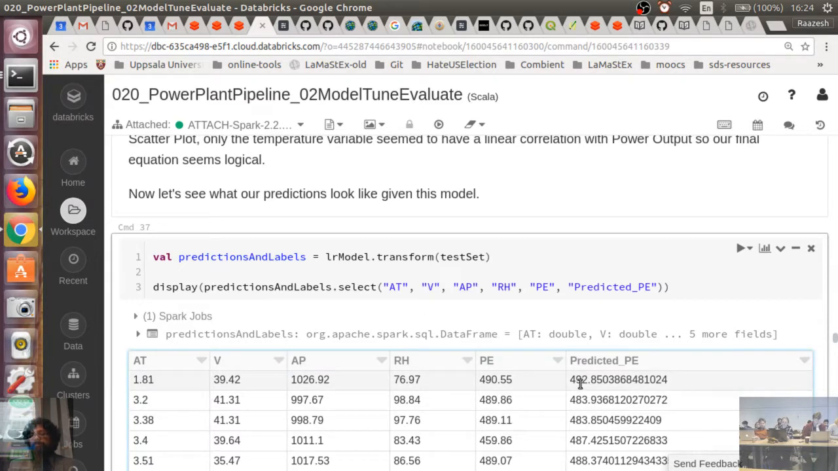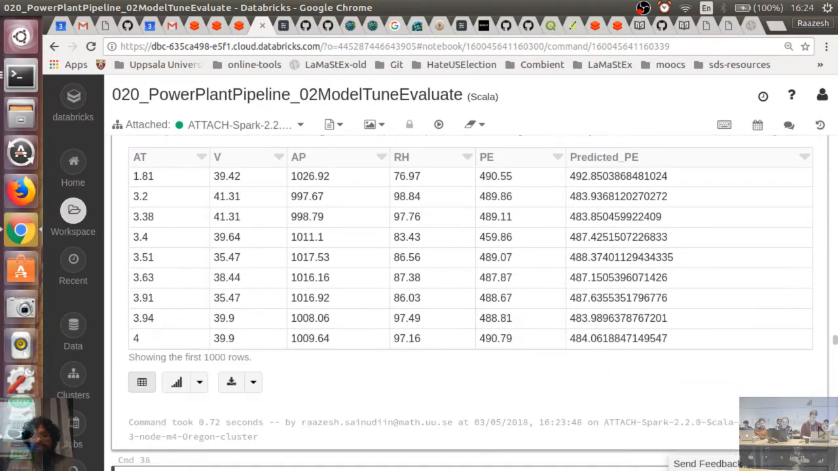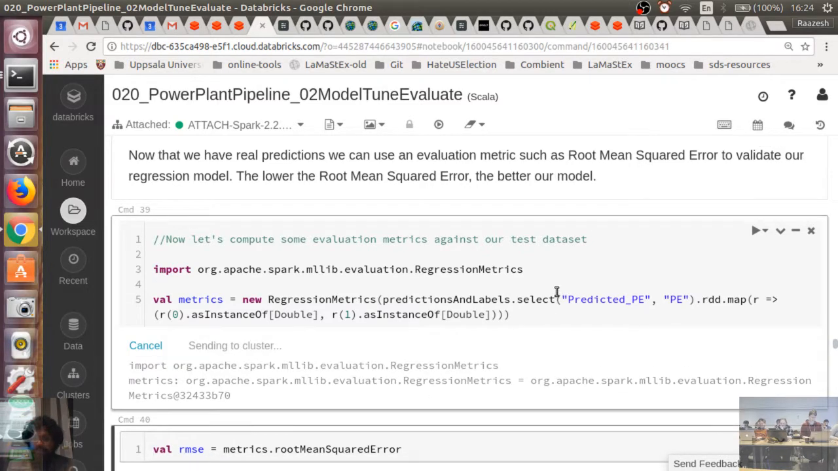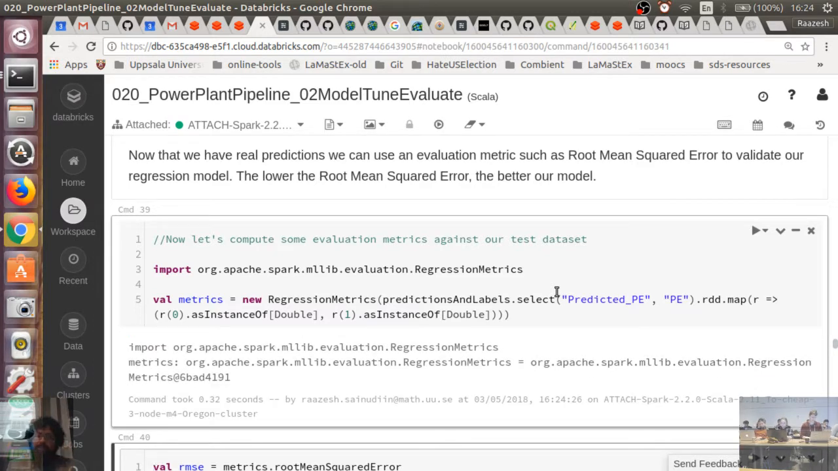So this is our prediction, right? This is how far the plane is from the actual data. So it's kind of close. But then we want to formalize it. So the usual metric is called the root mean square error. These are sort of standard regression metrics. This is a way to measure how well your model fits.